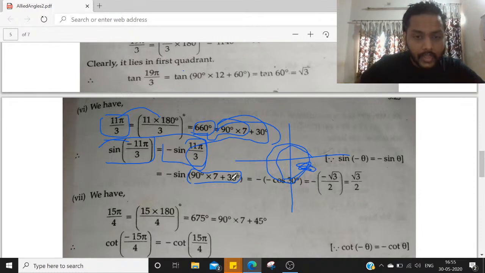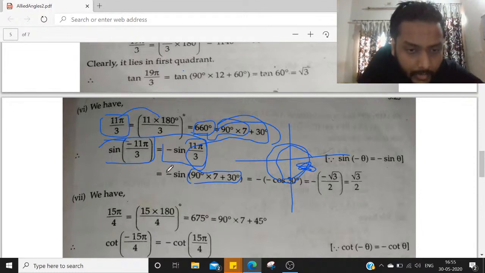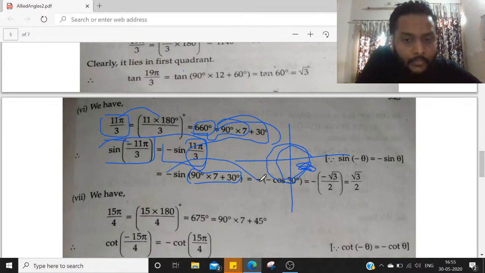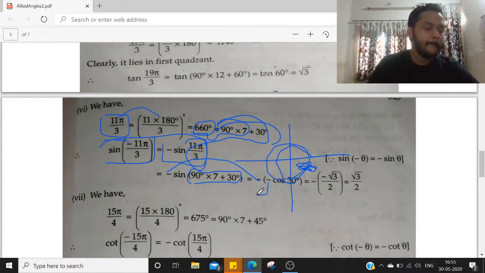Negative. That is why, if you look, everyone, this minus sign that you already have, you wrote here. And after that, the minus sign that came because of the fourth quadrant, I put here. Clear? Are we clear with this, guys? So I already have a minus sign with me, and this minus sign I put because of my fourth quadrant.